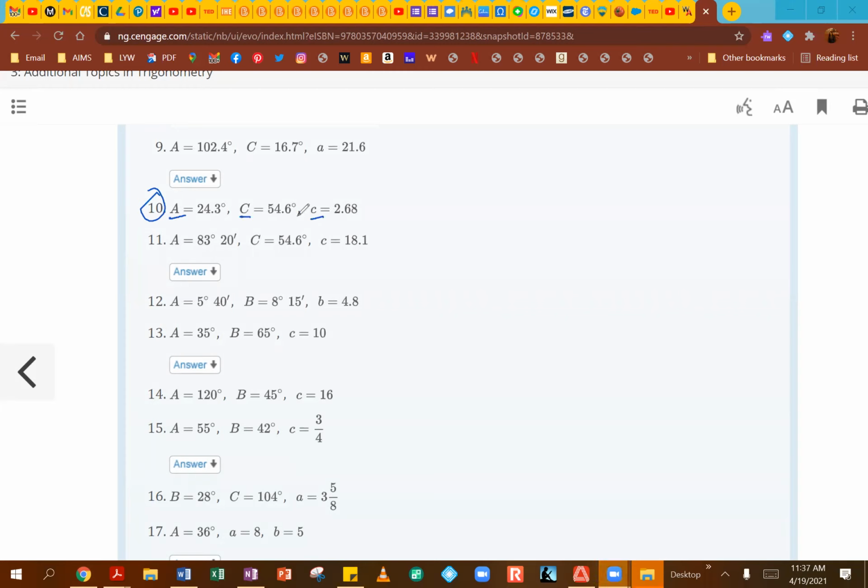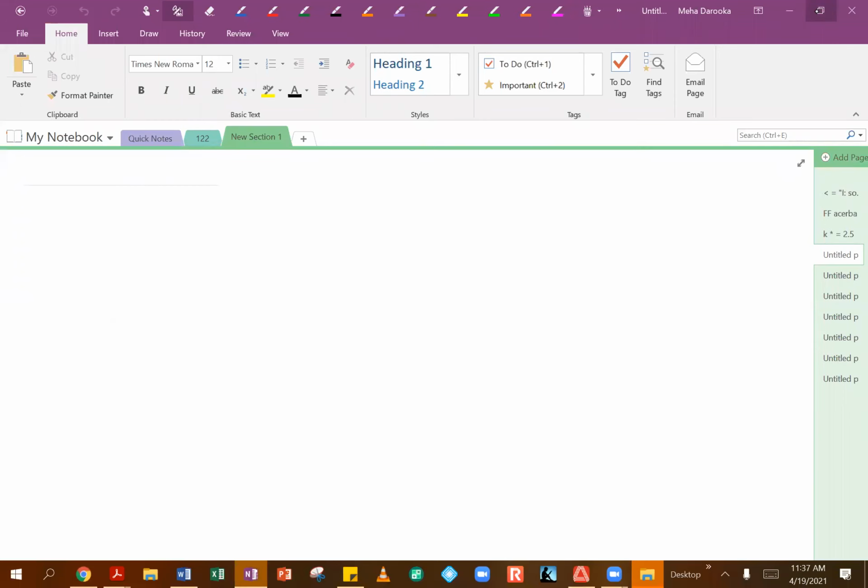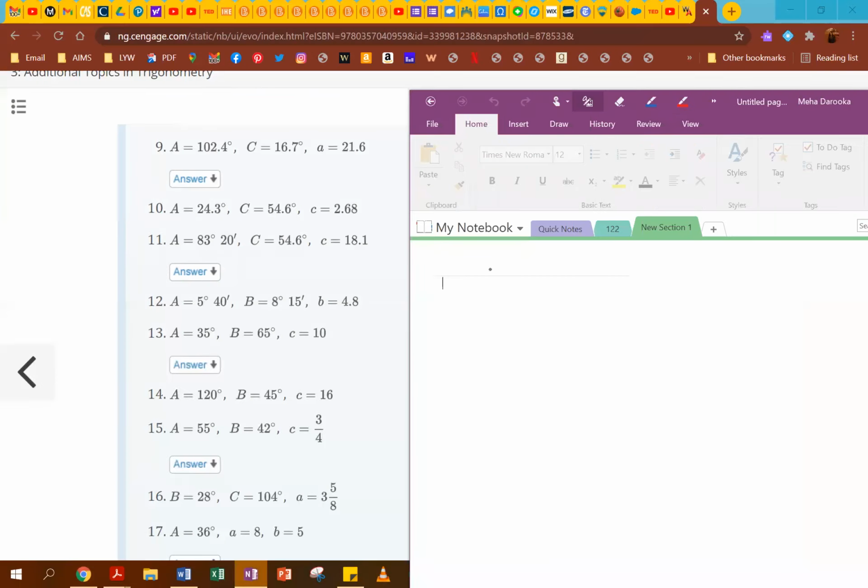So let's take a look at what we're looking for. Let's move it over here. This is number 10. Okay, so capital A is 24.3 degrees.